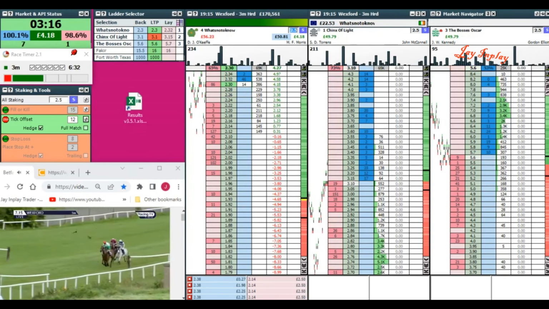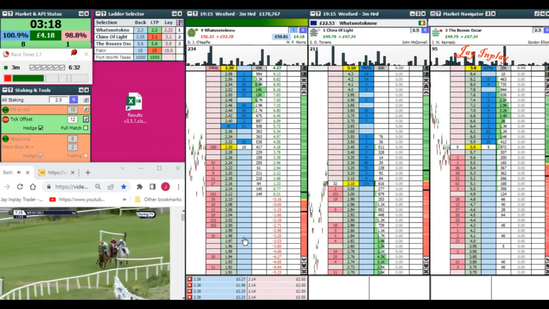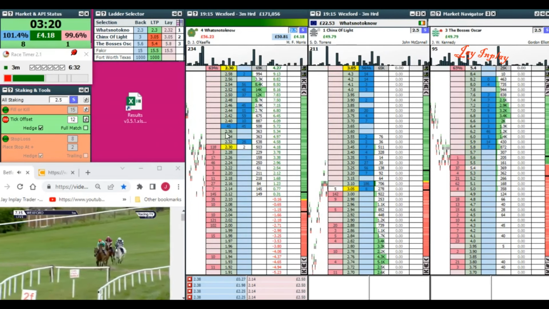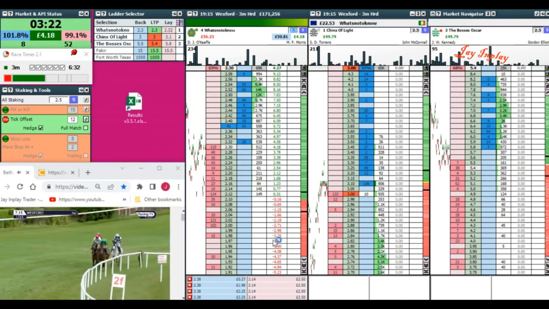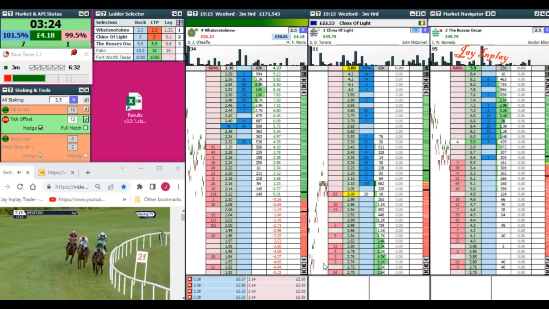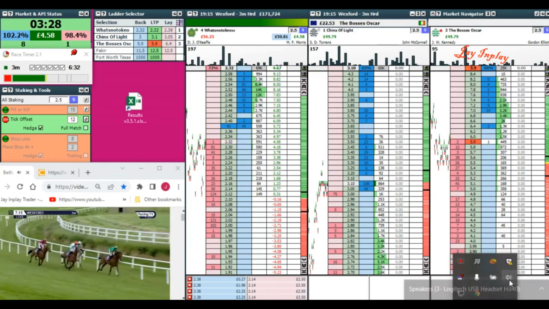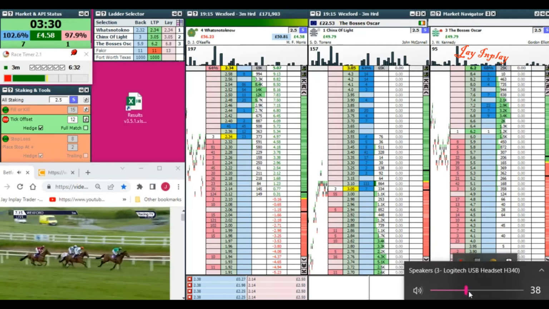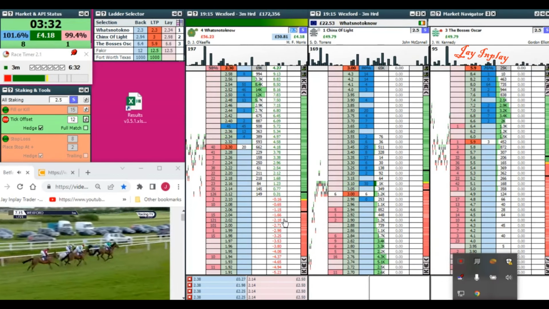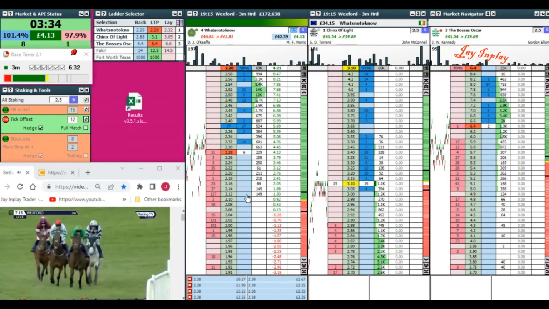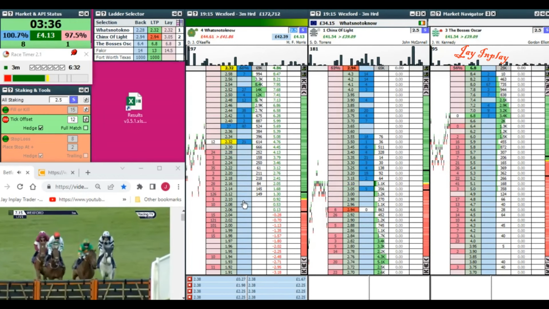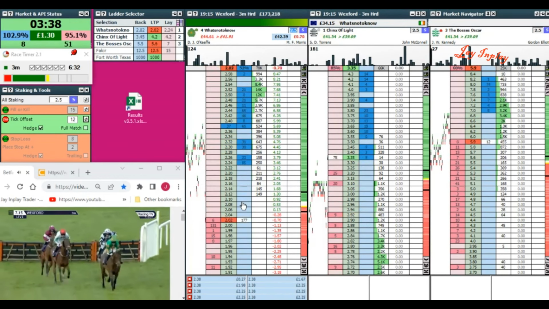Fakir is at the rear of the field, the second of the Gordon Elliott runners. I'd be really surprised if I don't get matched. Honestly, I really would be. This is a market that's moving really slowly as well, but I can always drop it a tick or two, but I don't really think I need to. I'm pretty confident I'm going to get matched both sides of the book.